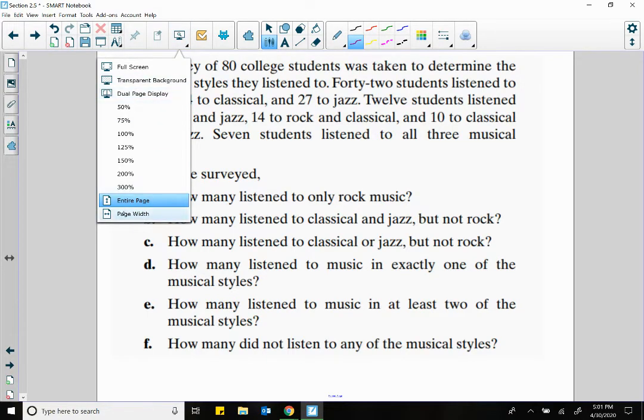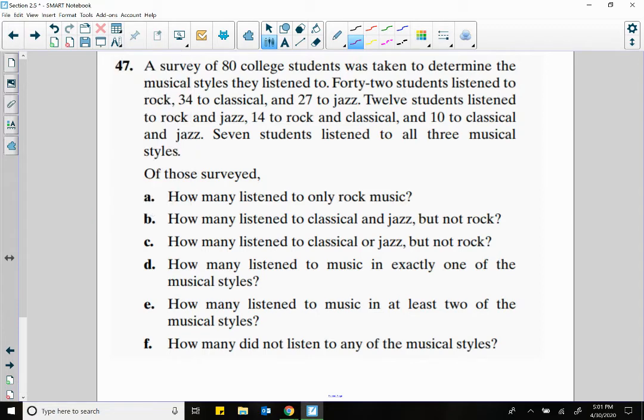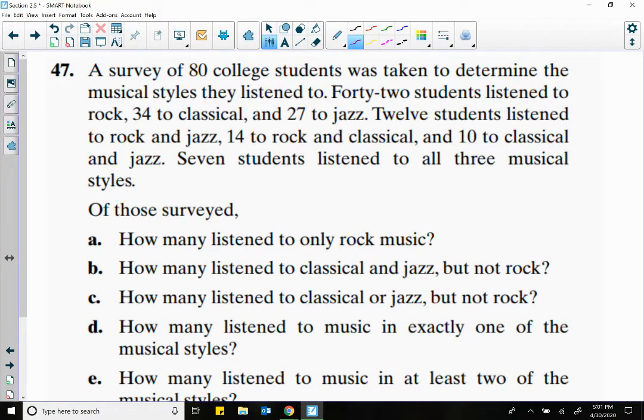All right. So in this one, the first thing we're going to do is we're going to develop our Venn diagram. So up here it says that a survey of 80 college students was taken to determine the music styles they listened to. 42 students listened to rock, 34 to classical, 27 to jazz. 12 students listened to rock and jazz, 14 to rock and classical, and 10 to classical and jazz. 7 students listened to all three musical styles.